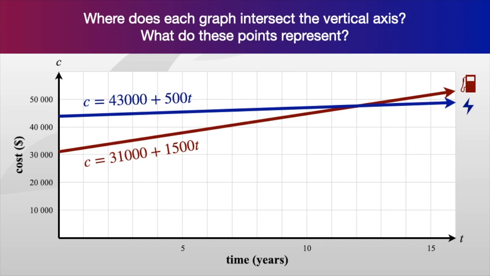The red line intersects the y-axis at (0, 31,000). This y value can be estimated from the graph, but it's much easier to determine from the equation. 31,000 represents the cost when time equals 0. In other words, it's the initial cost in dollars of the gas vehicle.